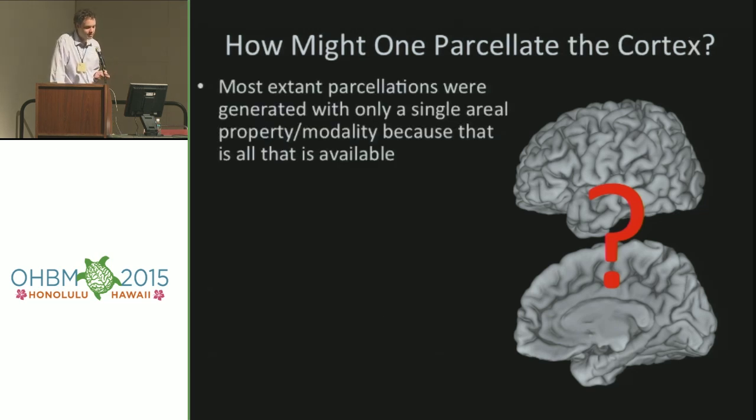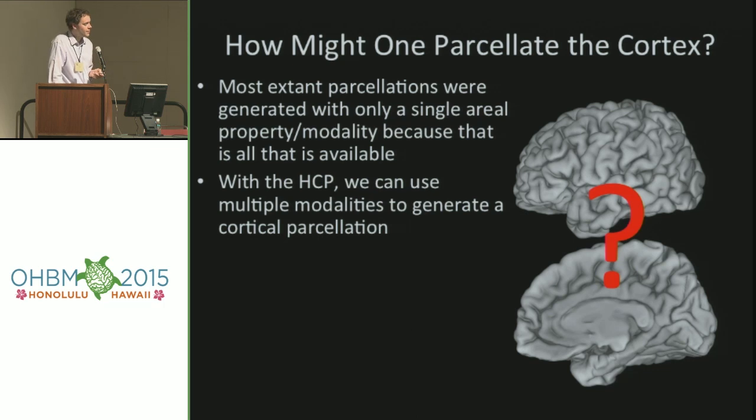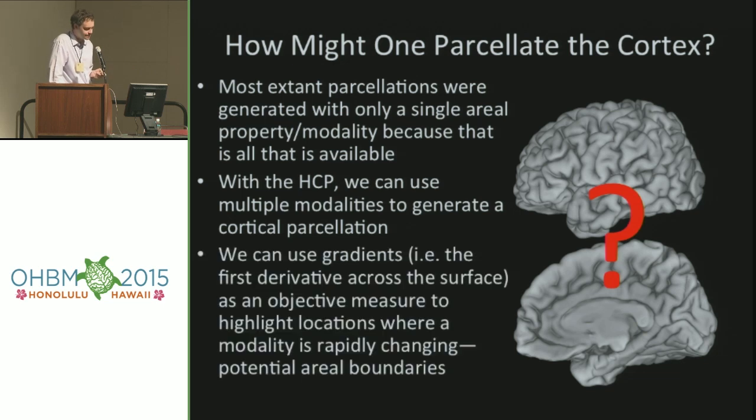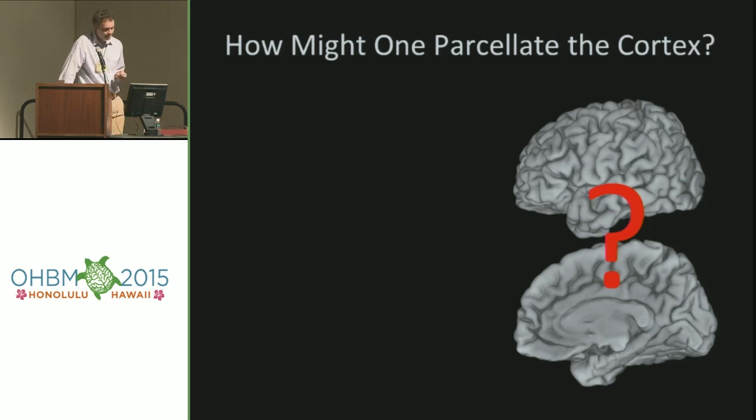Most extant parcellations were generated with only a single areal property or modality because that was all that was available or easy to use. But in the HCP, we can actually use multiple modalities at the same time to generate a cortical parcellation. And as we saw earlier, we're going to use gradients, basically, where do these modalities change across the surface, as an objective measure to highlight potential areal boundaries?